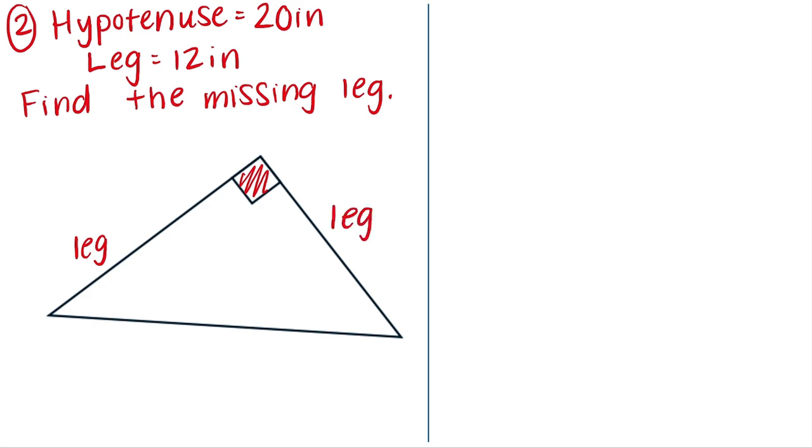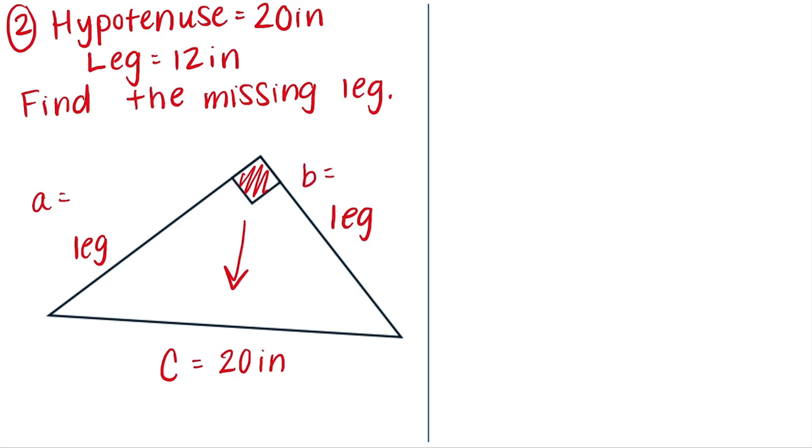So my two legs make the 90-degree angle, so the side across from the 90-degree angle, which is the biggest angle in the triangle, is my hypotenuse, C. In this case, it's 20 inches. My legs are A and B.